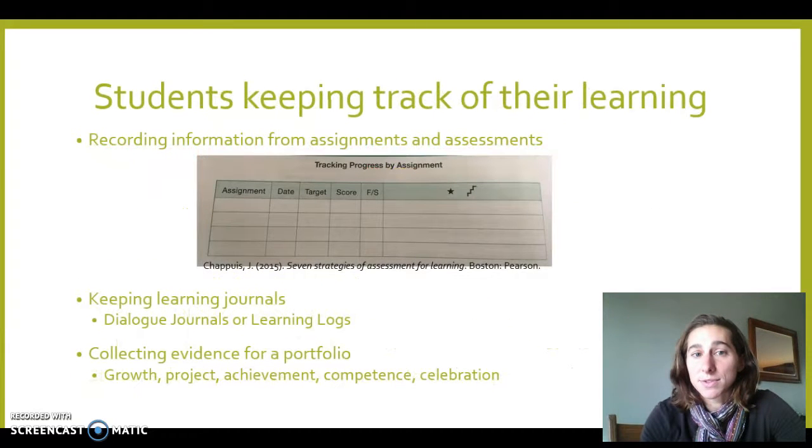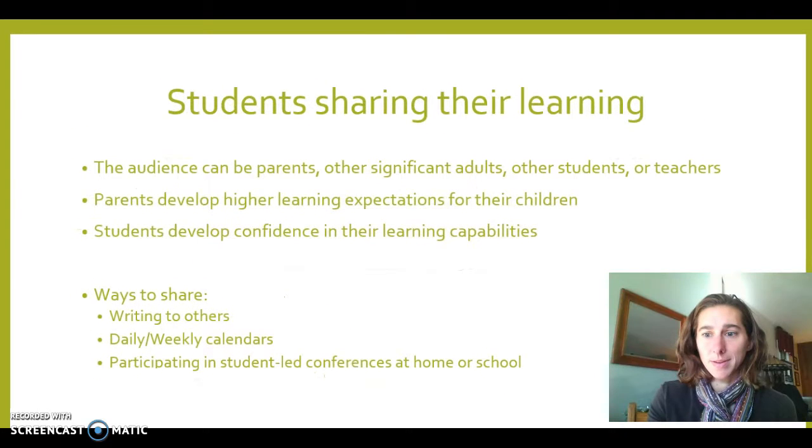Some examples of students keeping track would be recording information about assignments and assessments, as you can see in the example. They can also keep learning journals. They can be a dialogue with the teacher, or collecting evidence for a portfolio, and there are a variety of different portfolios depending on the purpose.